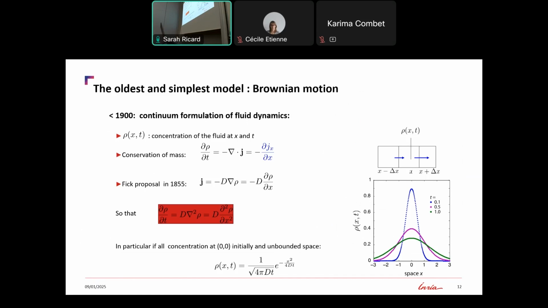Physicists will call it the propagator. And the solution of that is that rho varies as a Gaussian function of time, right? So the solution of this equation is that the concentration at space x and time t is just a Gaussian whose variance increases with time, right? So you have this variance that increases, and at infinite time the concentration goes to 0, of course, because you have infinite space. So that was what was available before the 20th century.